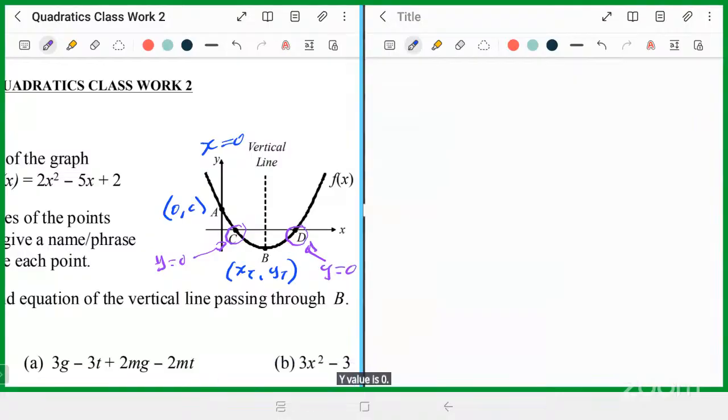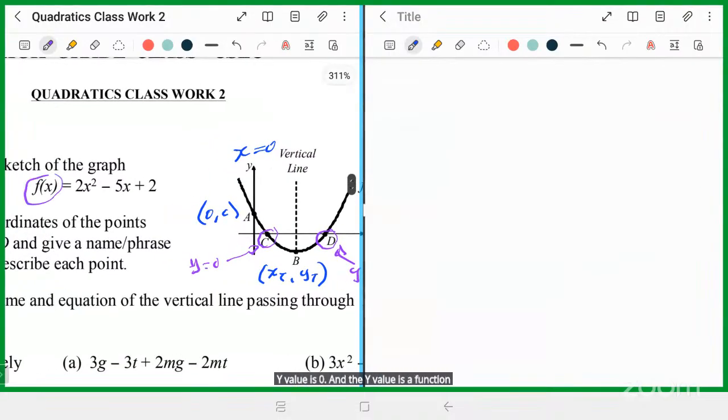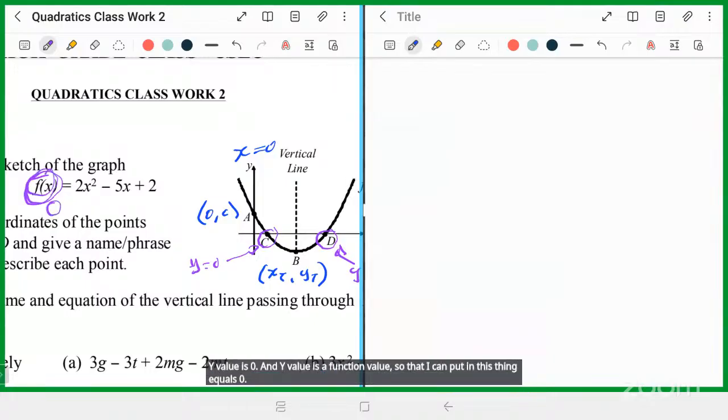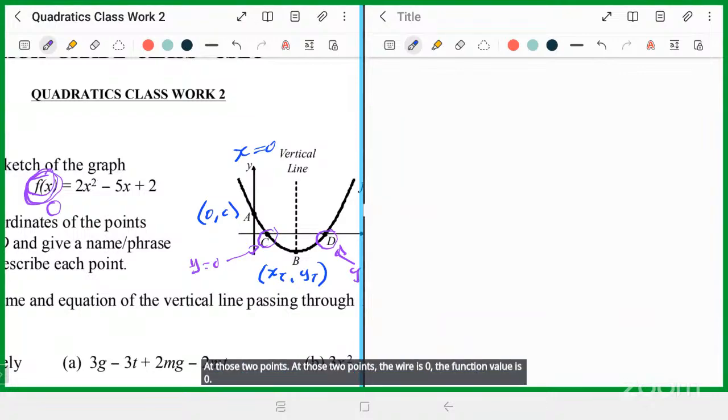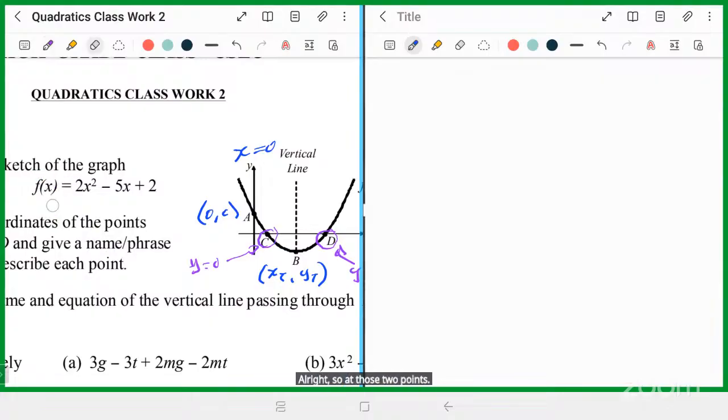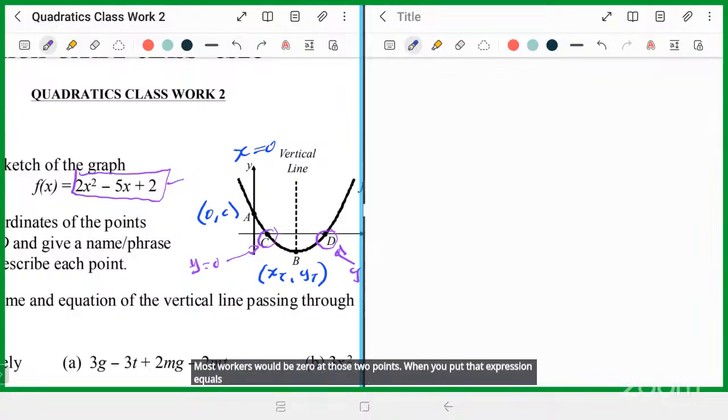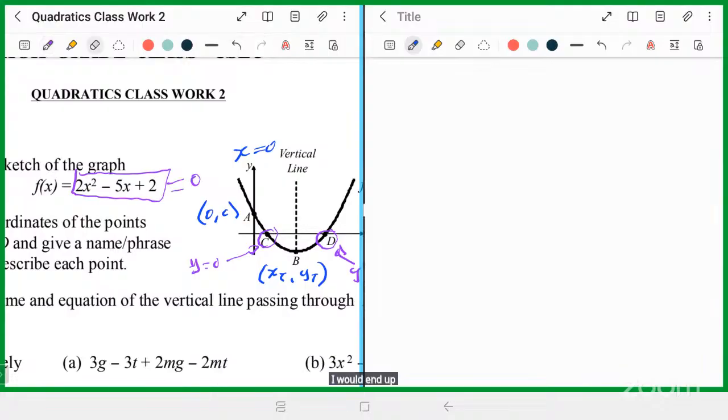And the y value is a function value. So like you're putting this thing equals 0 at those 2 points. At those 2 points, the y value is 0. The function value is 0. Alright, so at those 2 points, this expression must work out to be 0 at those 2 points. When you put that expression equals 0, and we end up now having this that we're using to find the roots, that thing is a quadratic equation that we are solving.